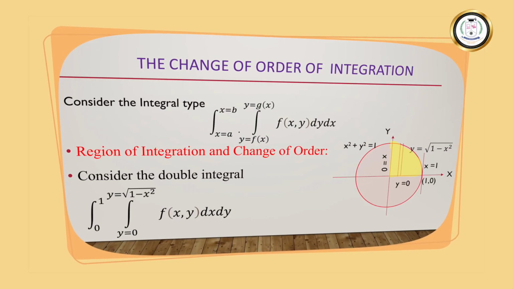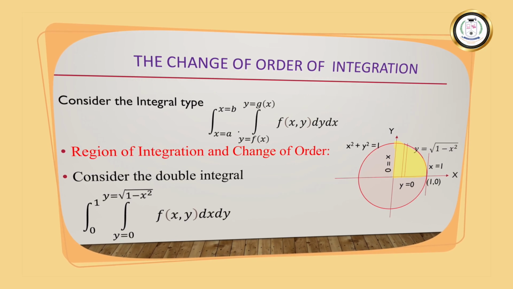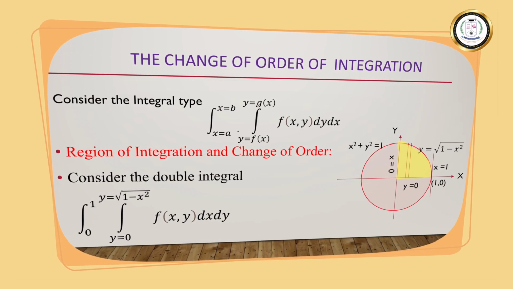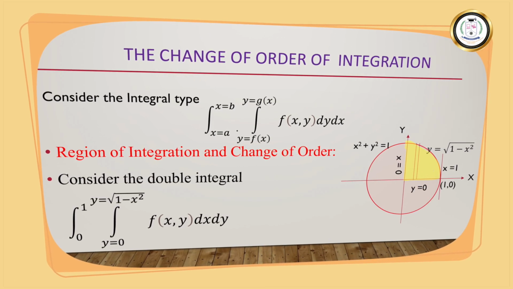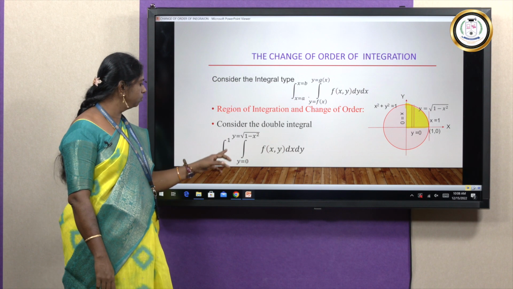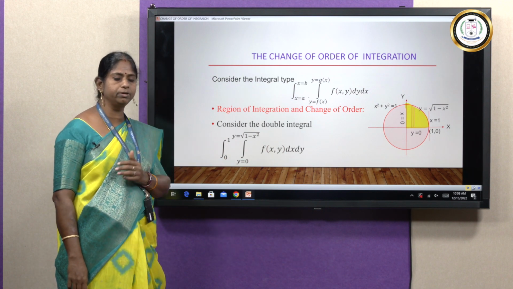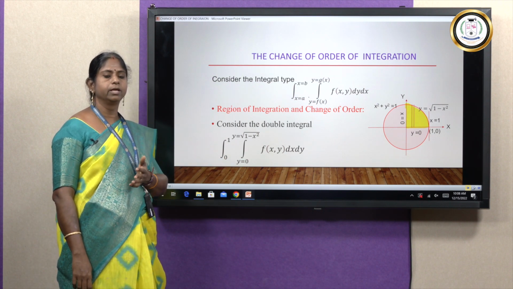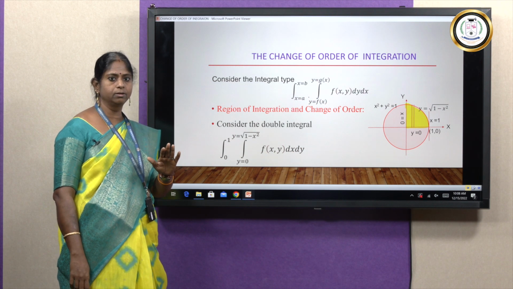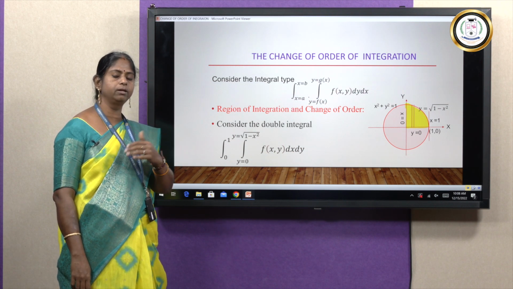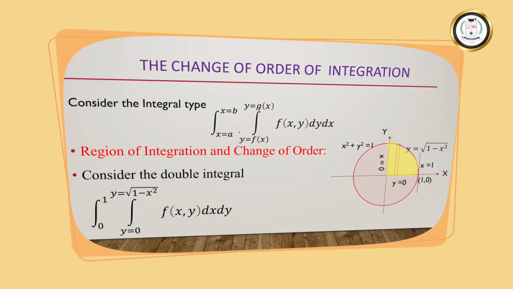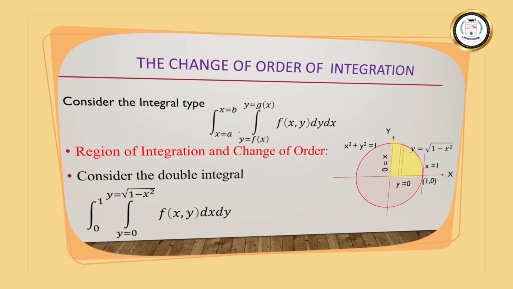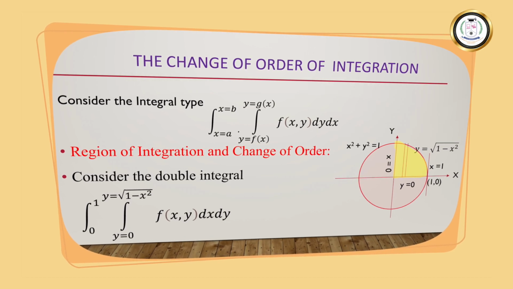Consider the double integral, integral 0 to 1, integral y equal to 0 to square root of 1 minus x square, f of x y dx dy. Now you see the limits, whether all the limits are variable or constant limits. If the limits are constant, we don't bother about it. We can take whatever order we want. But if the limits are given in terms of a variable, you must follow the order.